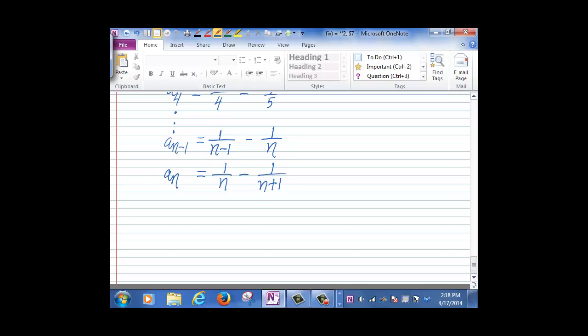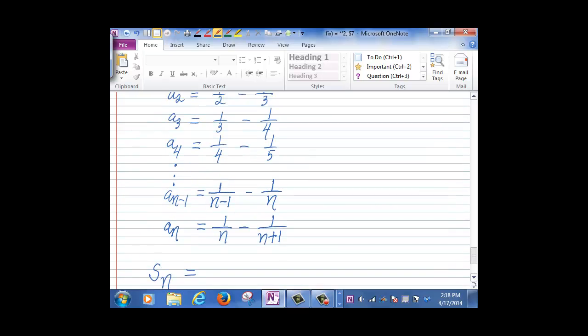Now I ask you the following question. What is Sn? Can you give me a closed form formula for Sn? What is the closed form formula for Sn? Why is that? Very good, very good. Why is that?